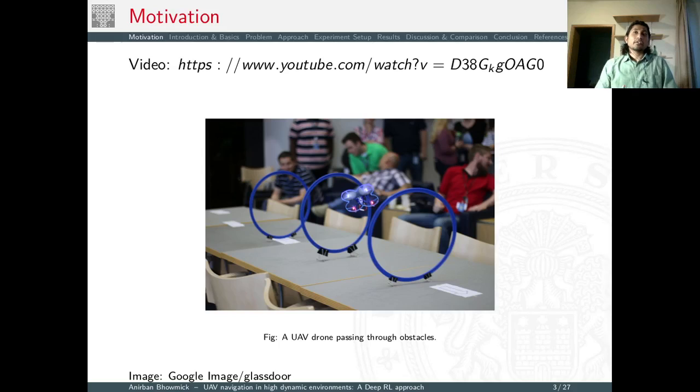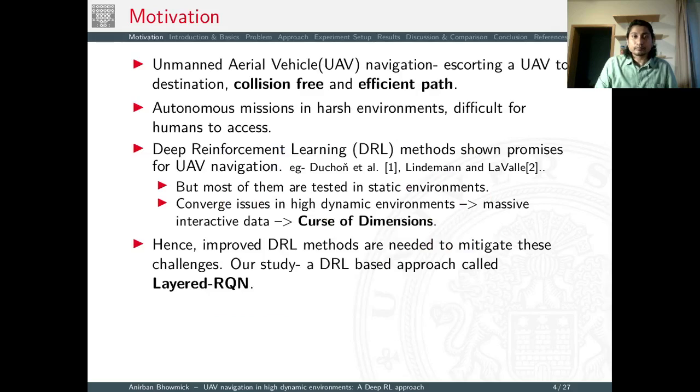So as you can see, it was a nice demonstration of how a UAV drone navigates by not hitting its obstacles. It is one of the most commonly and highly researched areas in UAV navigation nowadays. UAV navigation deals with escorting a UAV from the source to the destination using a collision-free as well as a short, efficient path.